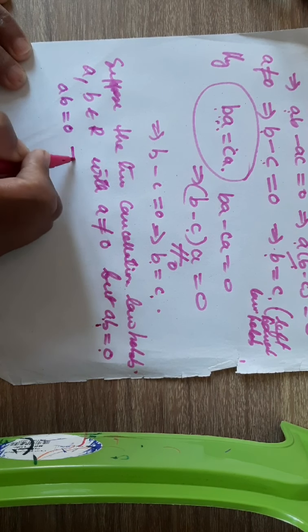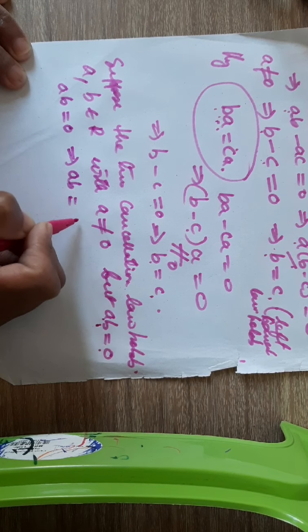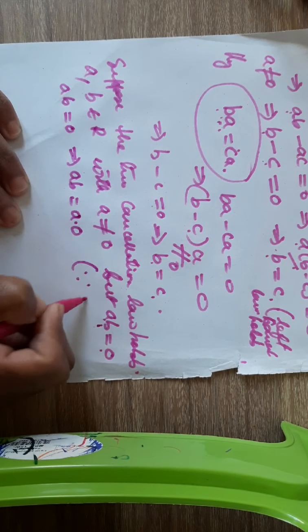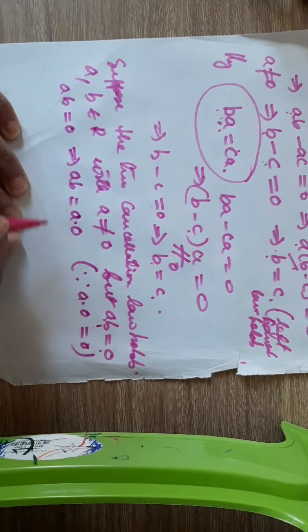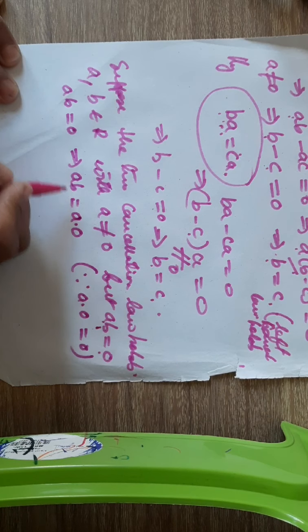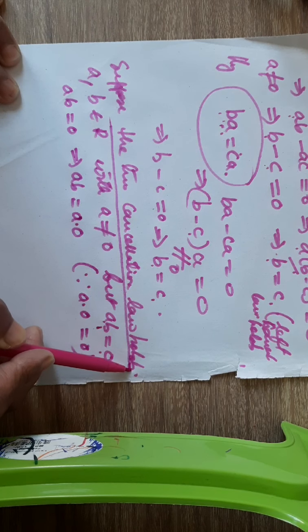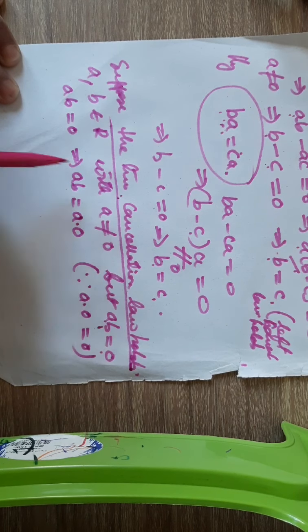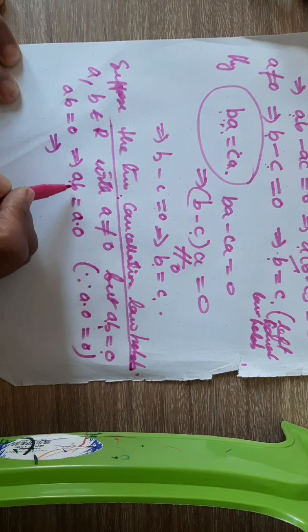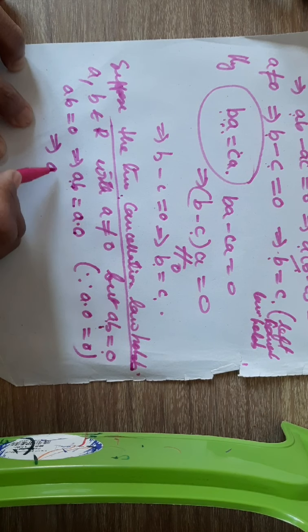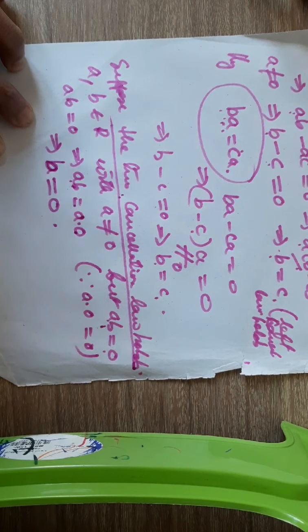ab equal to 0 will imply that ab can be written as a into 0, because a into 0 is always equal to 0 in a ring. Now, since by the assumption the two cancellation laws hold in R, which means that the left cancellation law holds, this implies that ab equal to a into 0 means that b should be equal to 0.